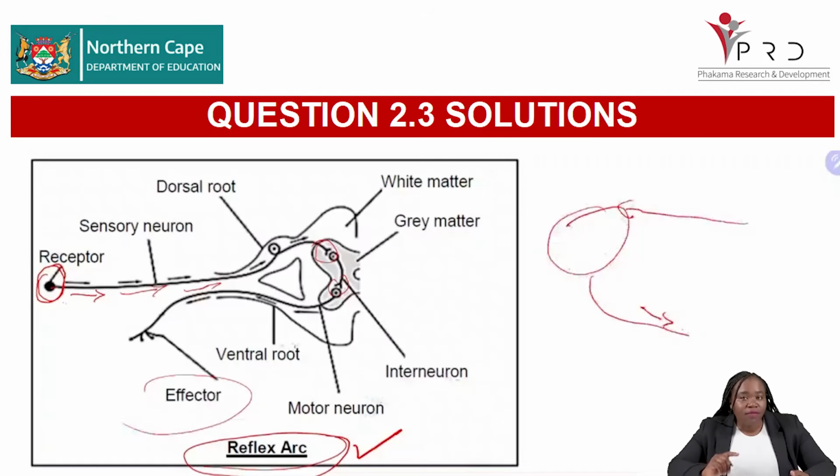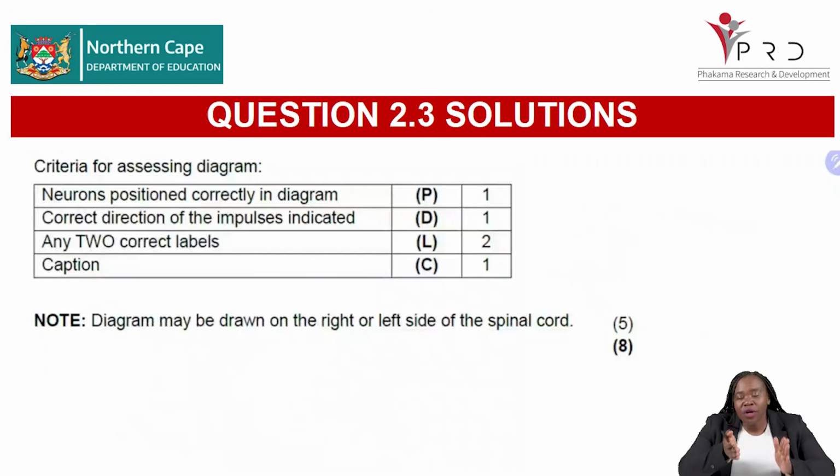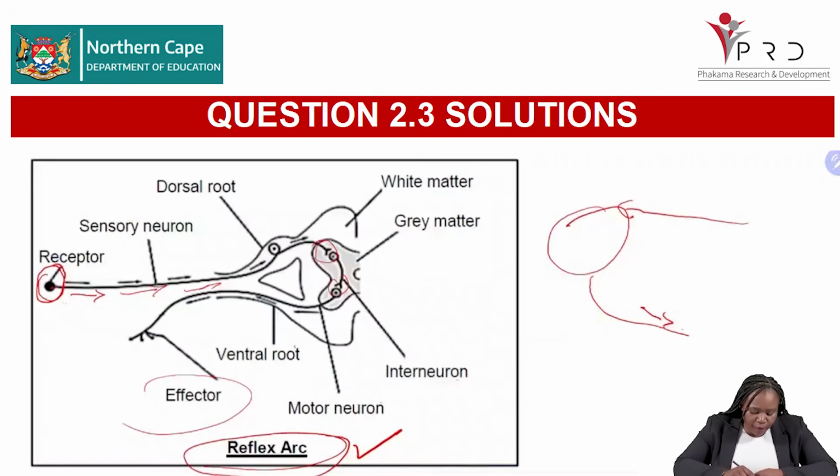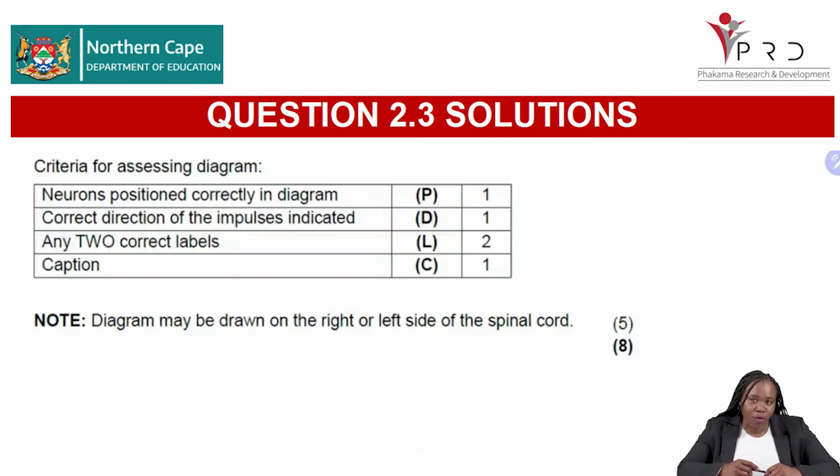Right, now let's have a look at the marking criteria for this. When you have this criteria, you must follow it, right? You will not be given this criteria in the exam. You must just know what things are expected in these drawings, and then from there you will know which criteria to follow in order to score all your marks. The first one says the neurons are positioned correctly in the diagram. Are your neurons positioned correctly? What we mean here is that you should not have your sensory neuron in the ventral root and your motor neuron in the dorsal root. That would mean that your neurons are not placed correctly.